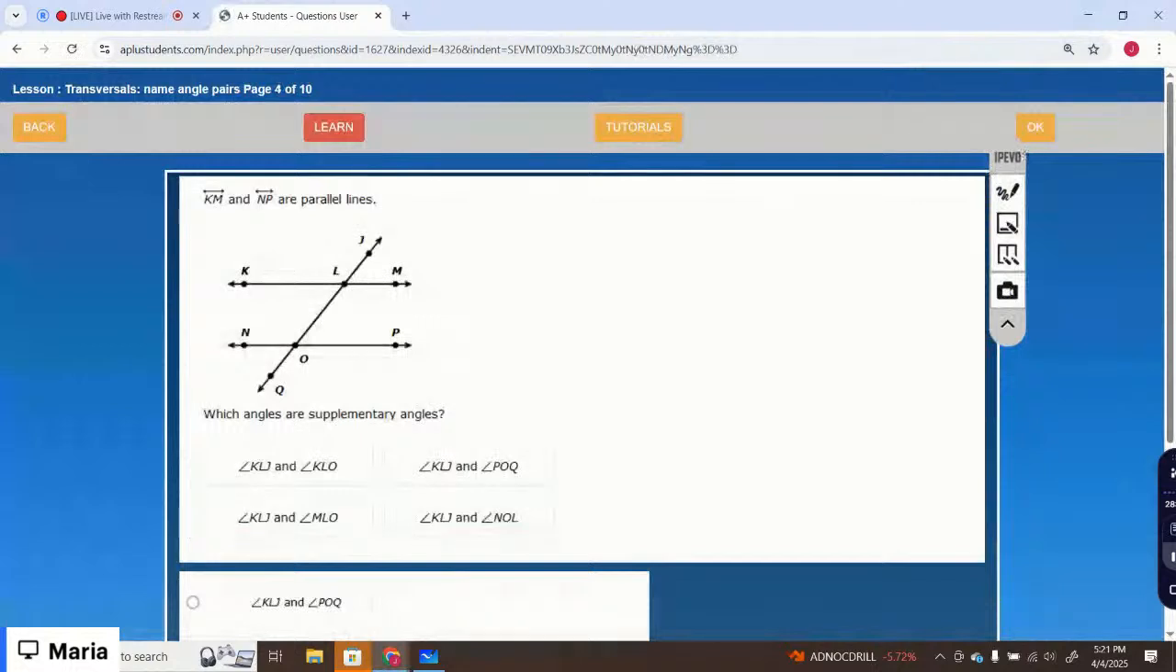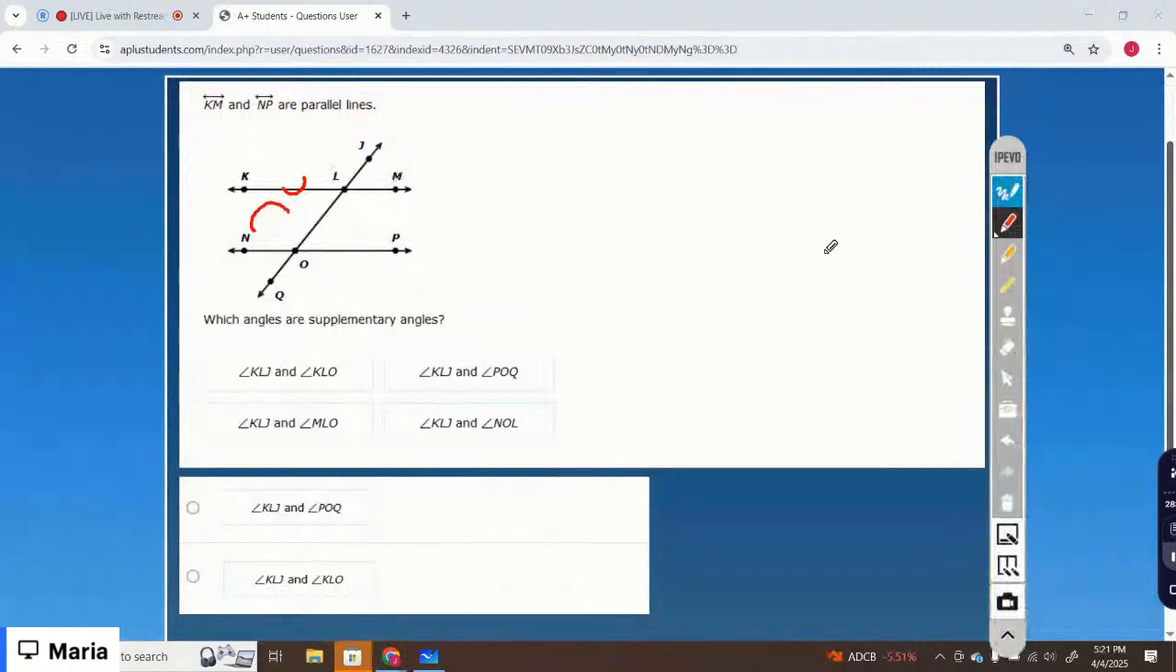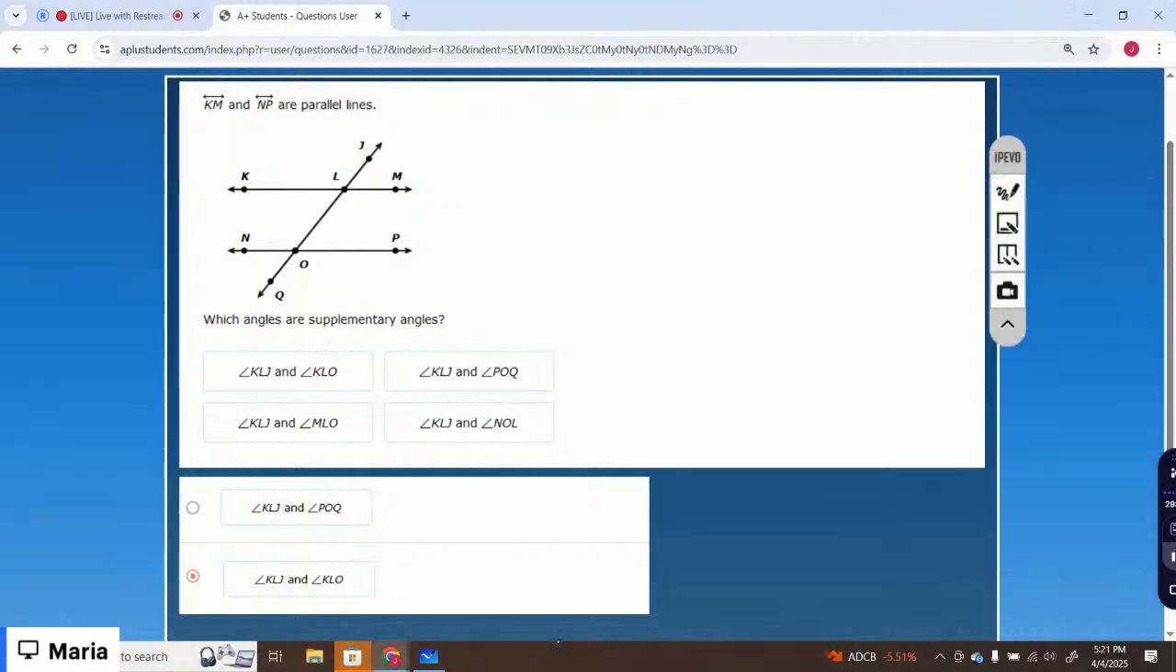KM and NP are the parallel lines. Which angles are supplementary angles? Supplementary angles are the ones that sum up to 180. Okay, KLJ and KLO. Yes, KLJ and KLO sum to 180. So option number two is the correct option. KLJ and KLO are the supplementary angles.